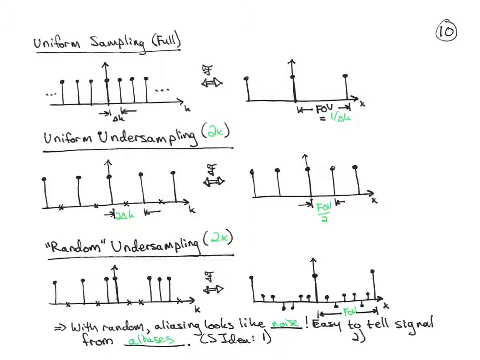So the basic idea of compressed sensing is twofold. The first idea is to randomly undersample your data in k-space. That gives you noisy-looking aliases, and then you apply a denoising algorithm, essentially, to the image.